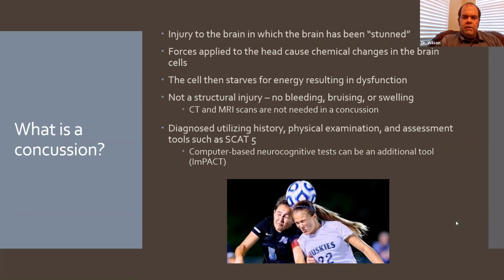There are forces that are applied to the head, and because of those forces, some chemical changes take place within the brain cell. And because of those chemical changes, the cell is then starving for energy. It's trying to heal itself, it's trying to correct those chemical changes, and it's trying to carry out its normal function. But it doesn't have enough energy to do that. And so dysfunction of the brain cell results. And as we said previously, the concussion is not a structural injury. It is a functional injury.